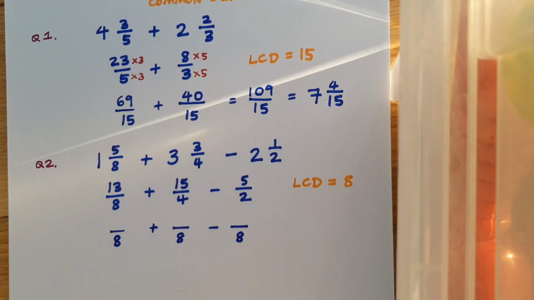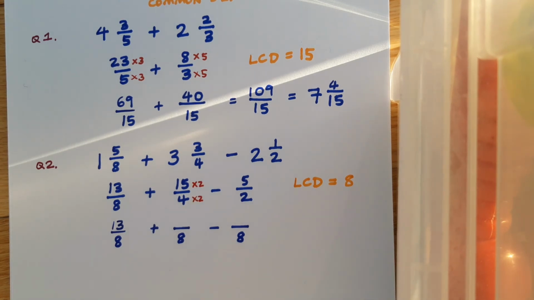So my three fractions are all going to be over 8. Let's see what changes we need to make. Well, the first fraction, actually its denominator didn't change at all, so there's no need to change the numerator. I can leave it exactly as is. In the second fraction, I need to multiply 4 by 2 to get the denominator of 8, so again 15 by 2, and that's going to give me 30. And then in the last fraction, I need to multiply 2 by 4 to get the required denominator of 8, so 5 by 4 also, and I'm going to have 20/8.